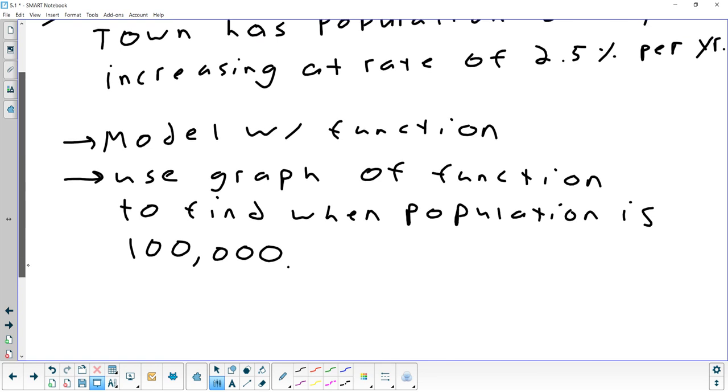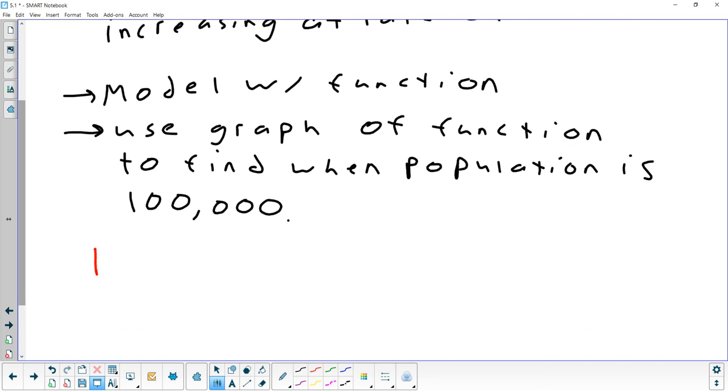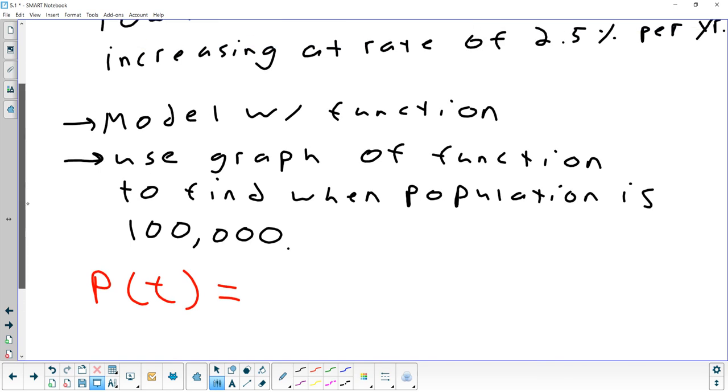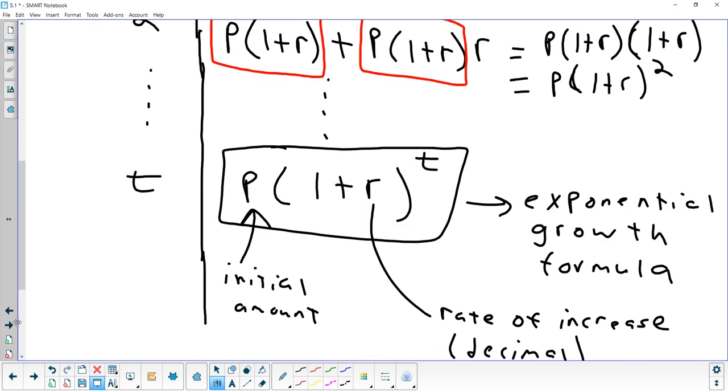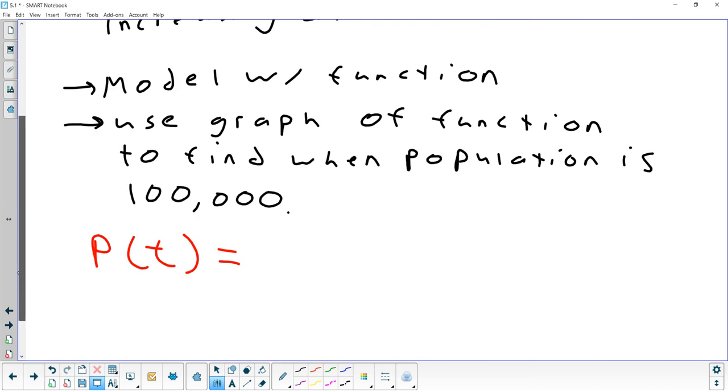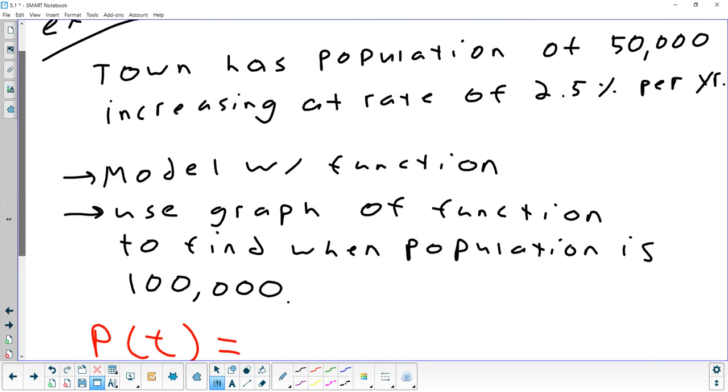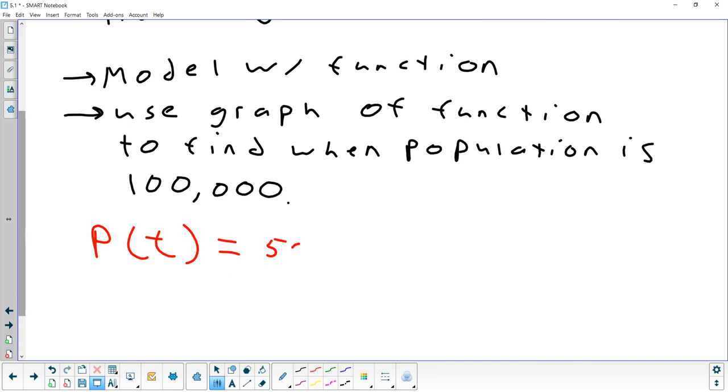So we're going to write our population as a function of time. Tell me the population based on how much time has gone by. So first thing, initial amount. What's the initial population of this town? 50,000. Starting at 50,000.